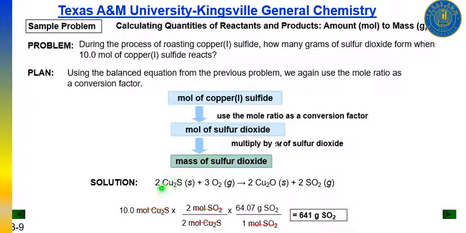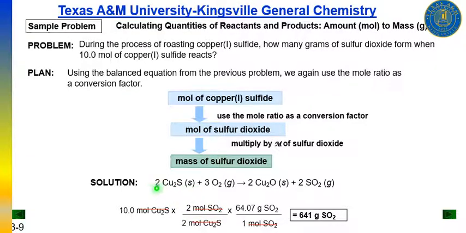Solution: balance the chemical reaction. Again, 2 moles of copper 1 sulfide, 2 moles of Cu2S solid, plus 3 moles of O2 in gas phase, produce 2 moles of Cu2O solid, plus 2 moles of SO2 sulfur dioxide in gas. And then 10 moles of copper 1 sulfide, 10 moles converted to moles of sulfur dioxide.